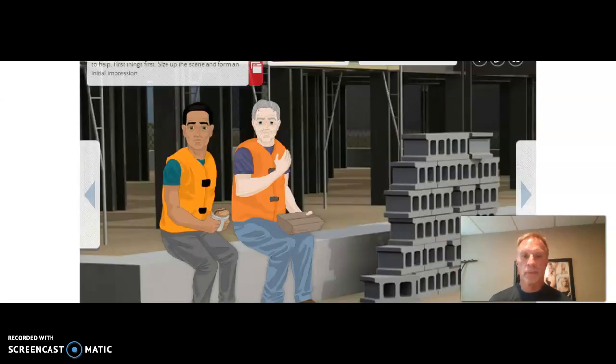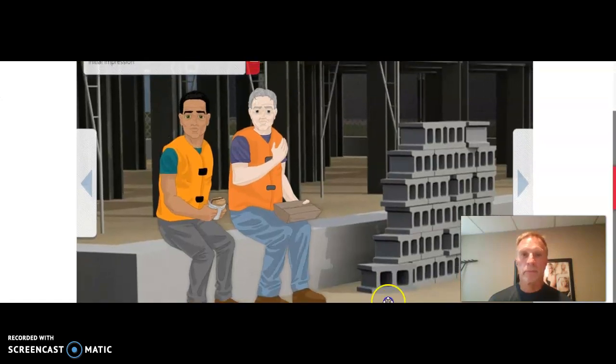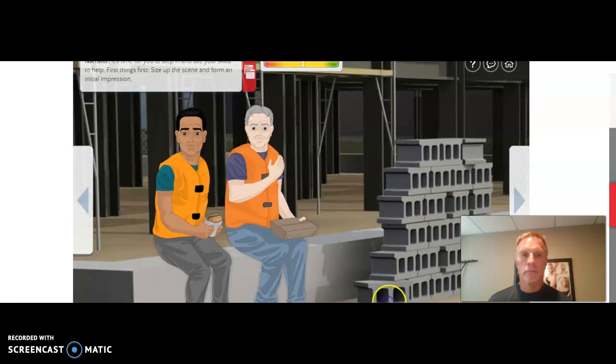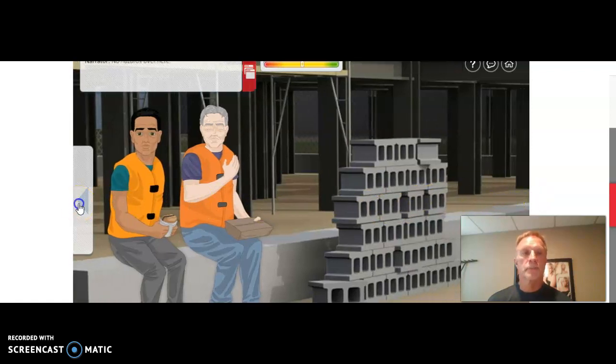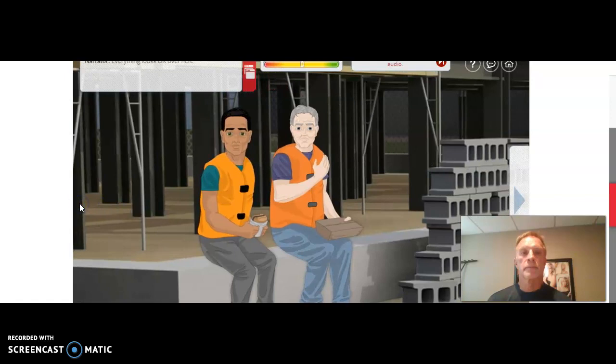Form an initial impression. Not quite. First, check the scene for hazards. Always check for hazards. No hazards over here. Everything looks okay over here. Good work. You checked the scene, and it looks like there aren't any hazards present. While checking, you didn't notice any severe, life-threatening bleeding.